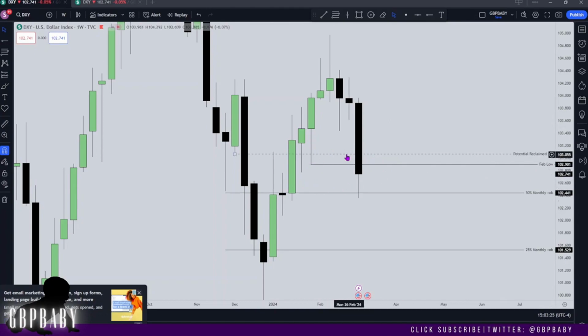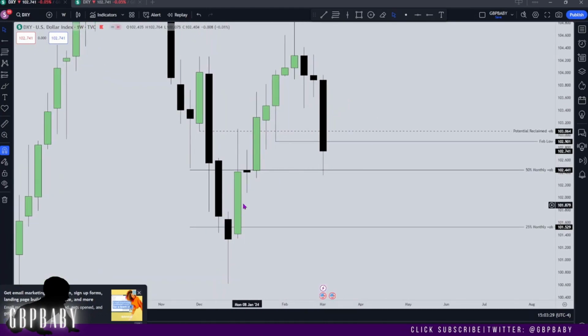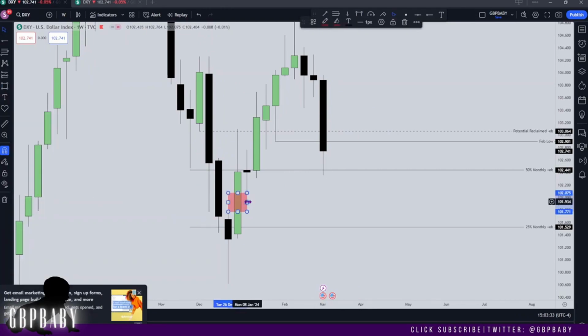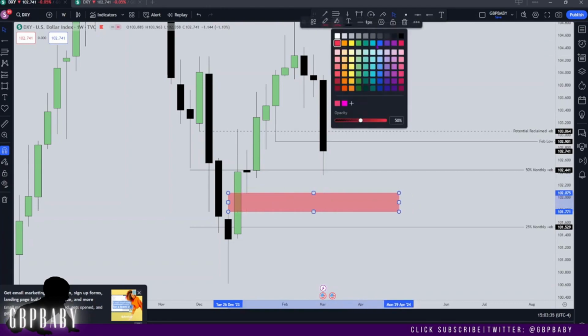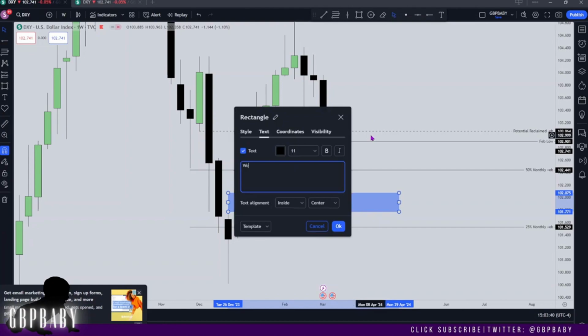And once we go to the daily, we'll be able to get a better look at that. Another thing to take note of, we have a nice fair value gap right here. Very clean, very clear. So let's get that drawn out as a target for this week. So let's make this blue, and then we can type in weekly fair value gap.